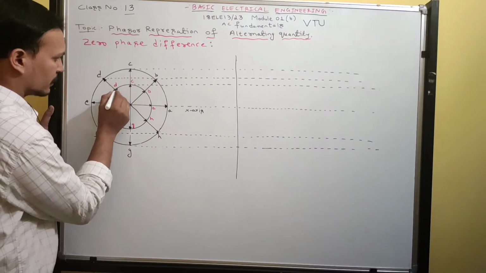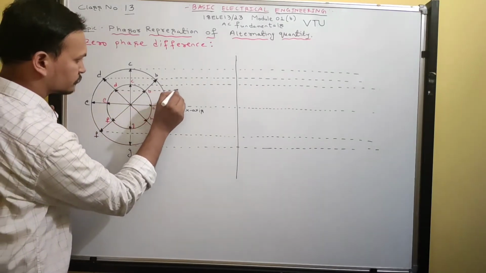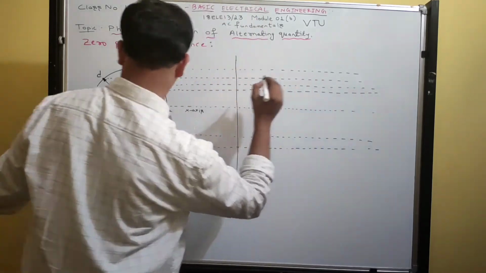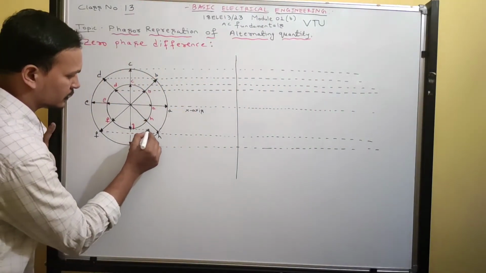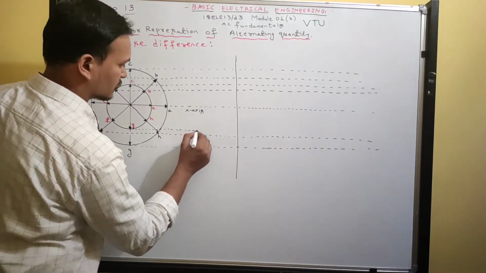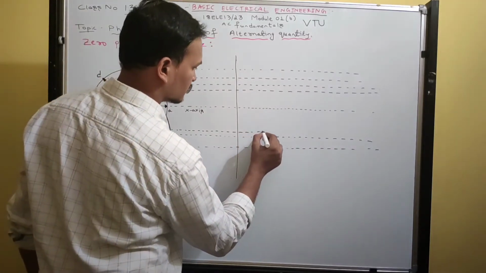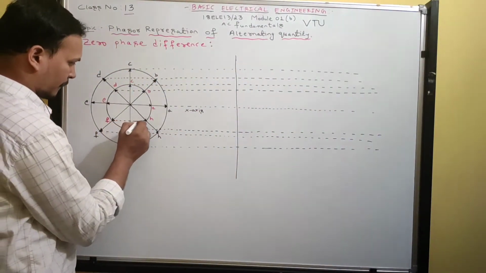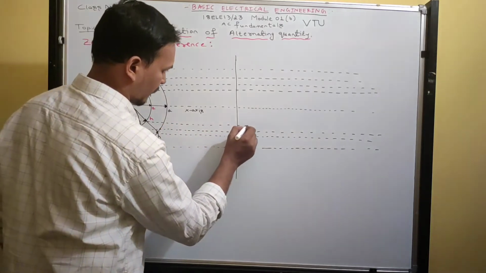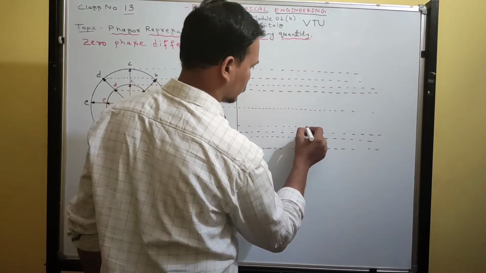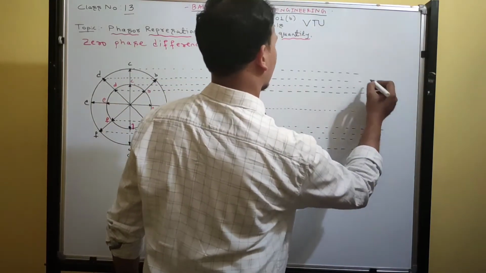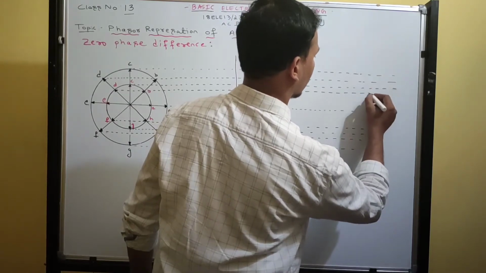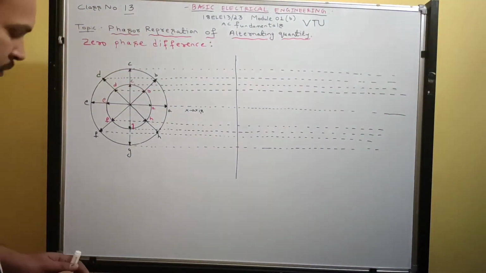Then from this point, D and B should be the same. One circle is for voltage and the other circle is for current. Next, from this point extend the line. This is the maximum value for current. And this one finally. Here it ends.